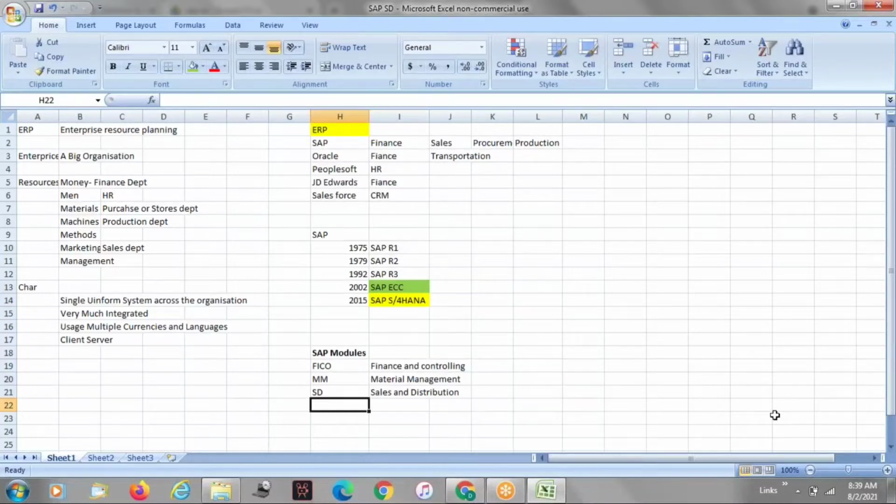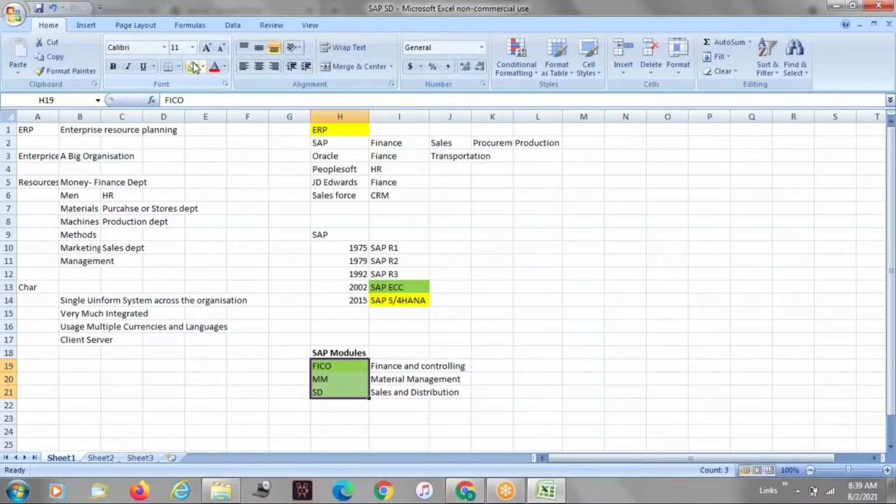These three are called the core modules. These are the core modules that are there in SAP, which means there is no enterprise that could run without SD, without MM and without FICO. Without these three departments, the business process will not run. There is no business if there is no sales, no business if there is no procurement, and no business if there is no finance. So these three are called the core business modules that we have in SAP.